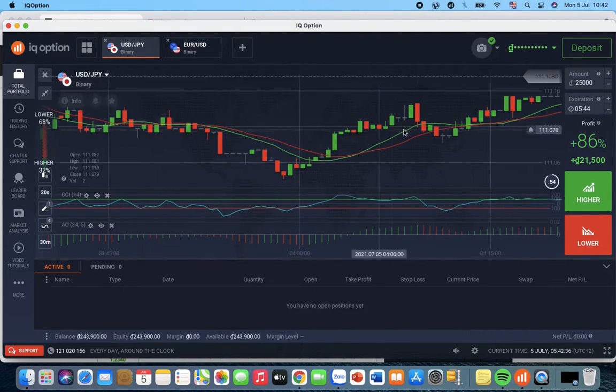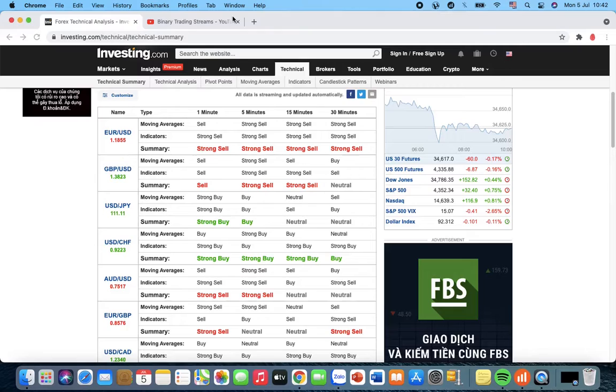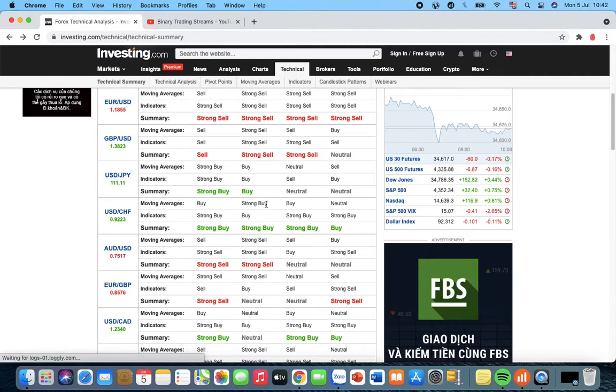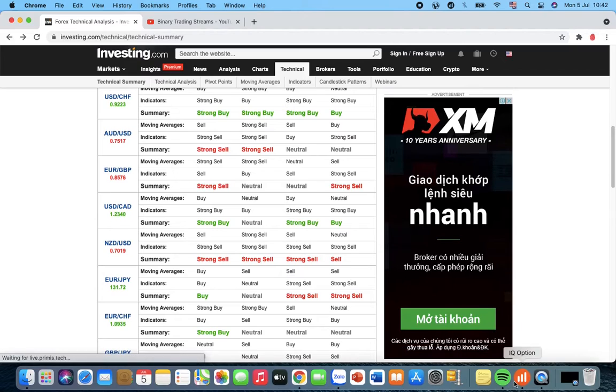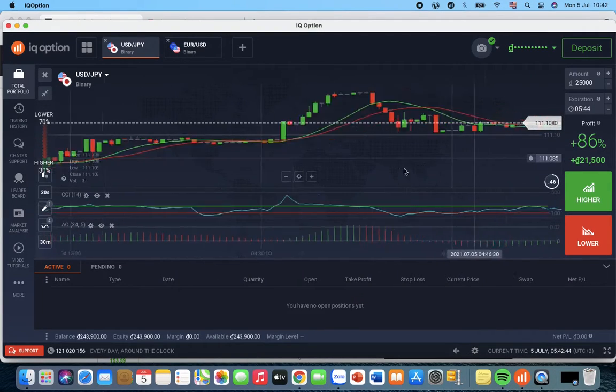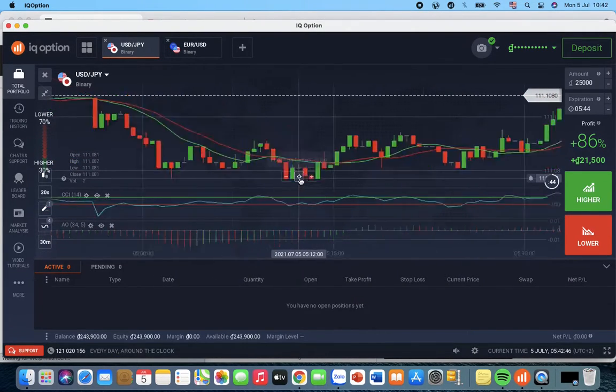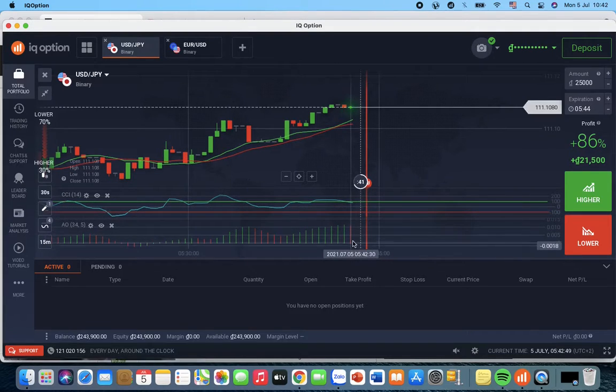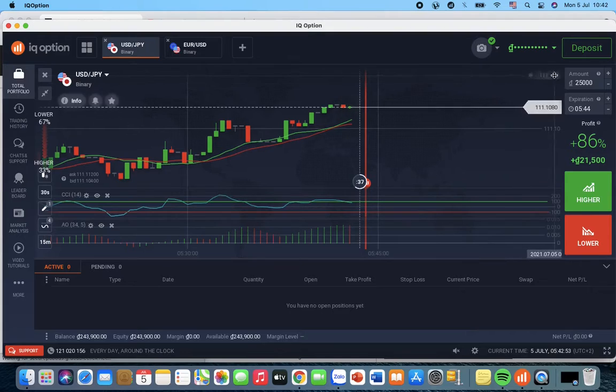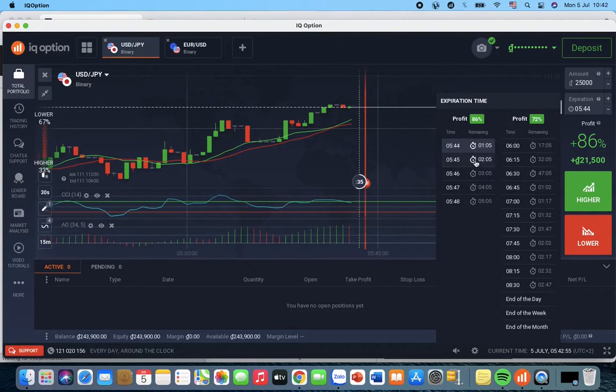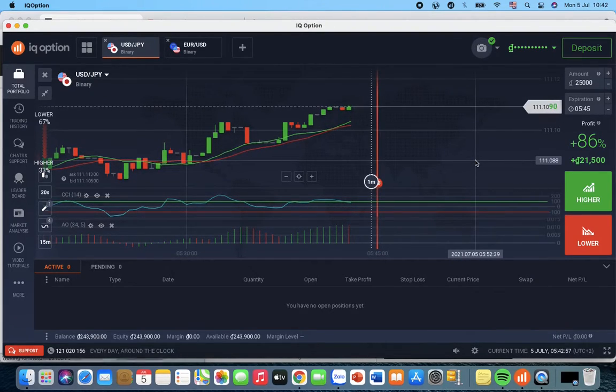USD JPY, what did they say? They said USD JPY is a strong buy for 1 minute. Sure, let us look for it. Okay, it's on top here, it's on top here, and it's on top here. So we are buying. We are buying for 2 minutes.